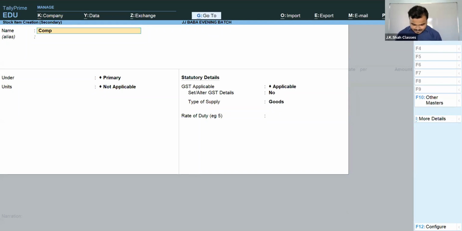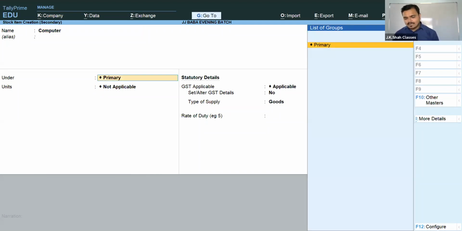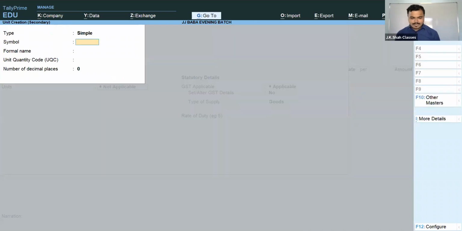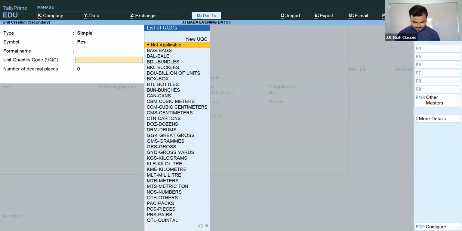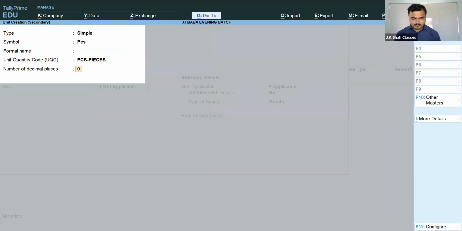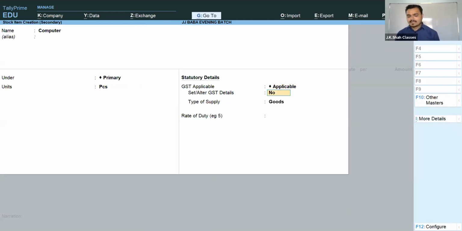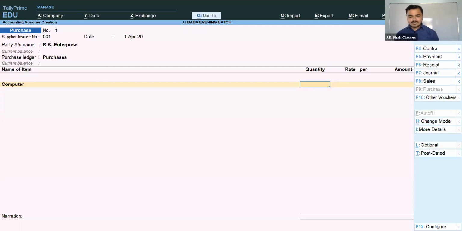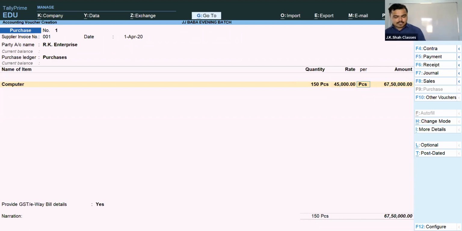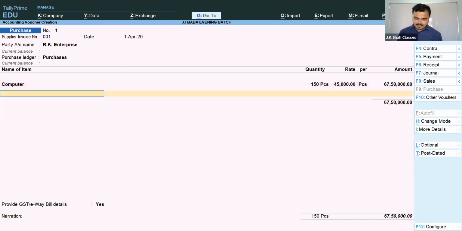So I started purchasing computers. Is it primary only? Yes, primary group. You want to create anything? Yes, I want to create fixed assets. Agree. Done. How much quantity do I want to buy? Suppose I'm buying 150 quantity. The rate would be 45,000 rupees per unit. Calculation is automatically done.